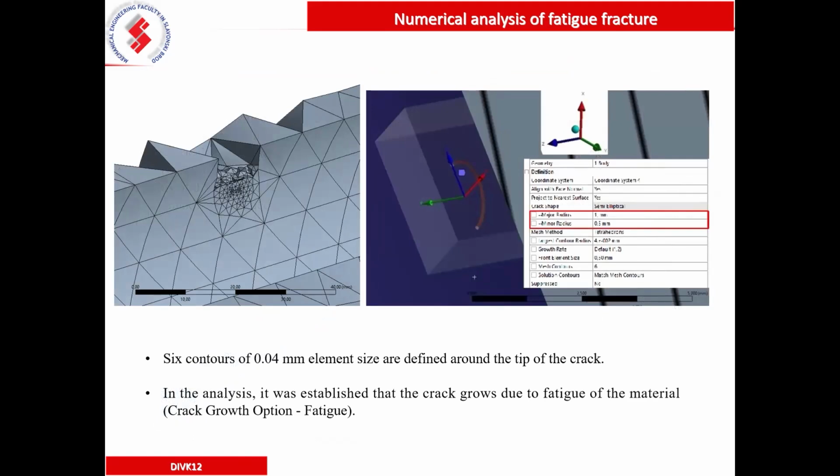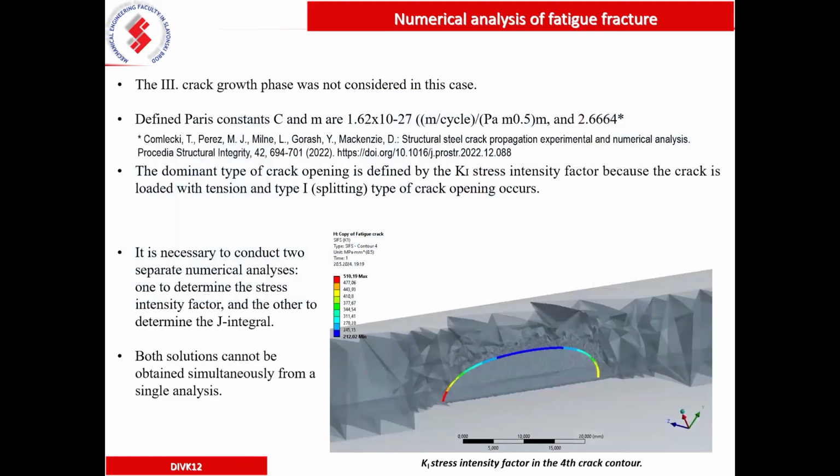we made 6 contours of 0.04 millimeters element size. They are defined around the tip of the crack. We try to find stress intensity factors for mode 1, 2, and 3 types of fracture. So here are the results. The third crack growth phase was not considered in this case.